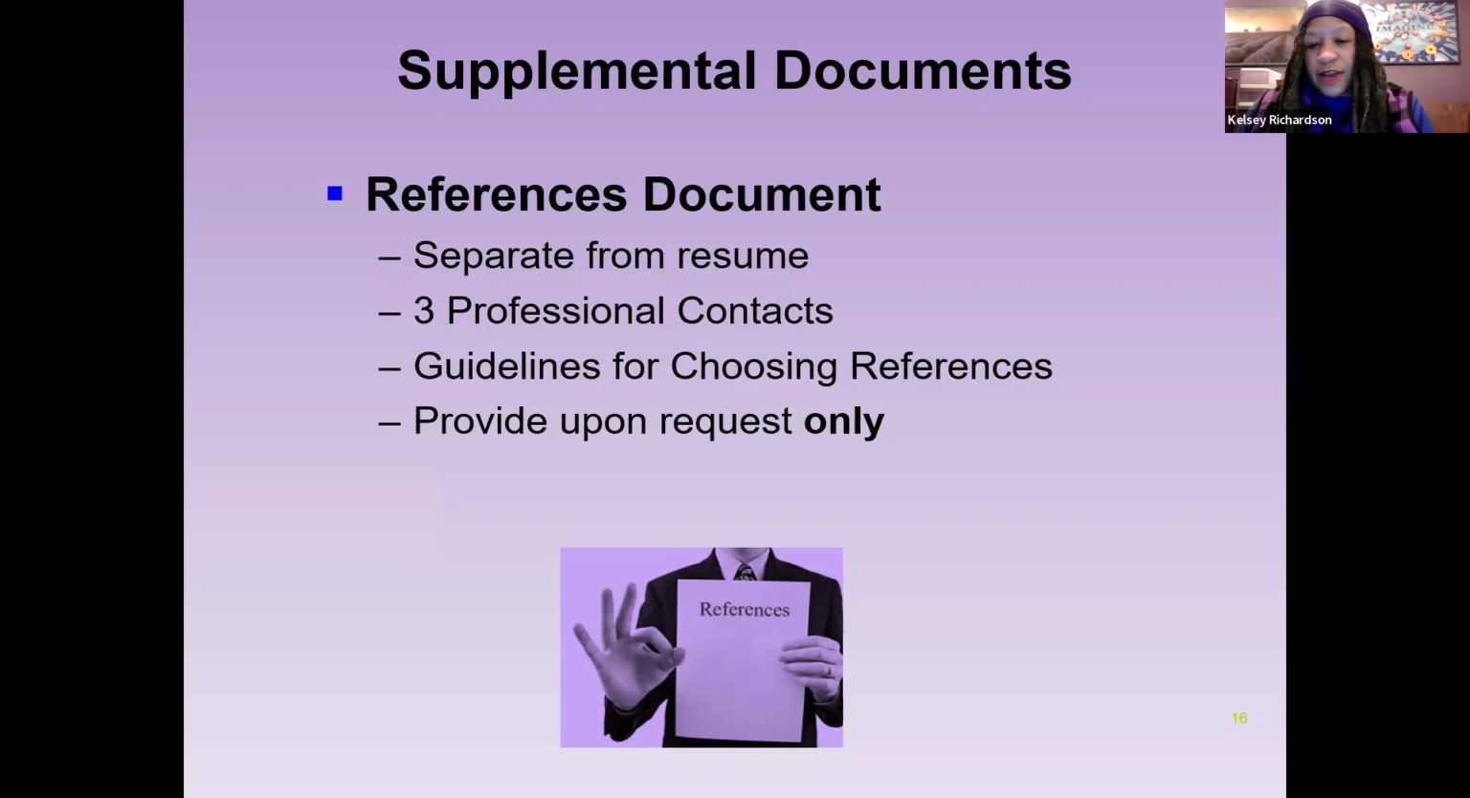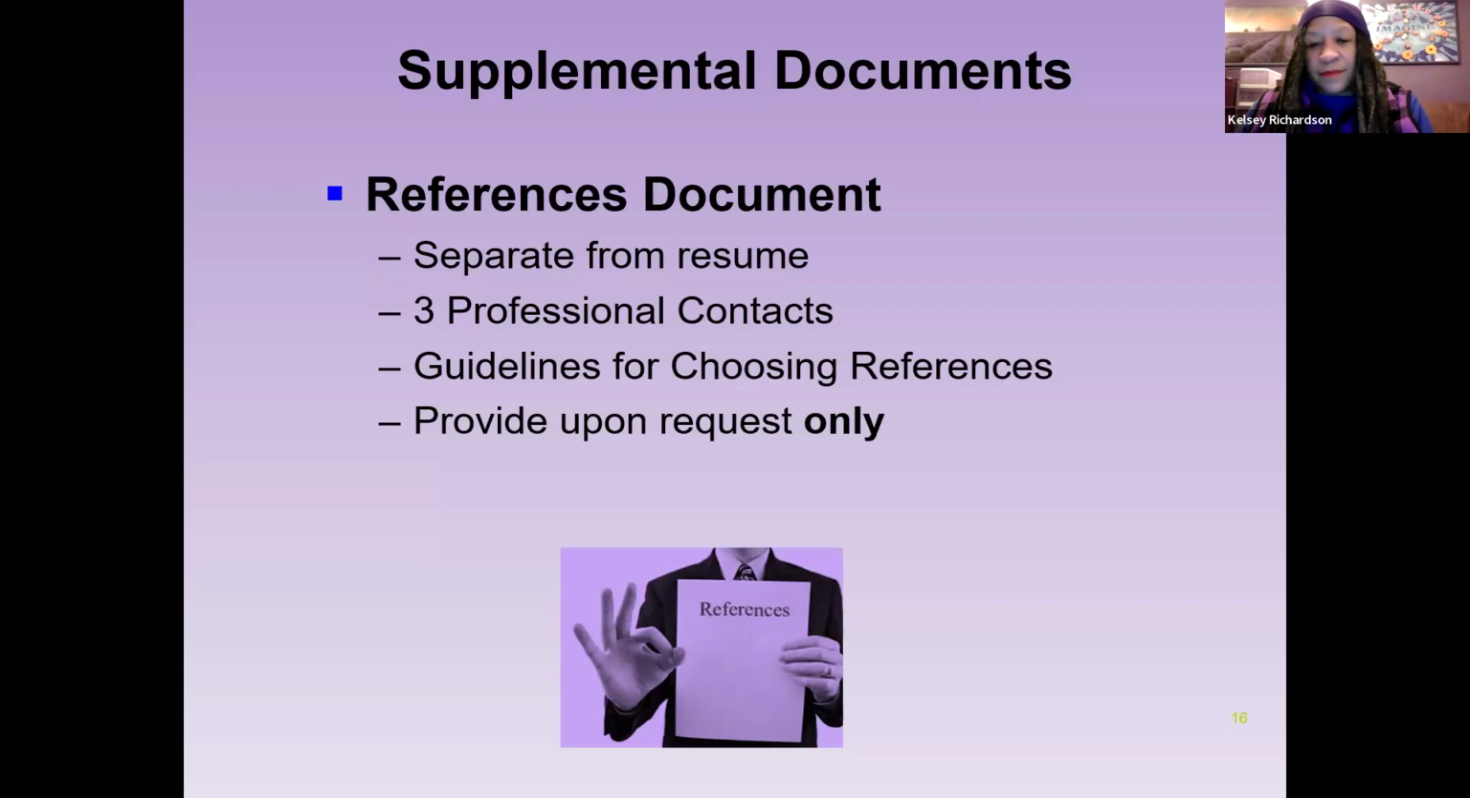The professional contacts you want to ask can be a combination. It can be two former employers and a current professor. It can be two professors and one former employer. It can be whatever works best for you in terms of the strongest references that you can get. It can be in the academic realm and in the work realm. So just keep that in mind.